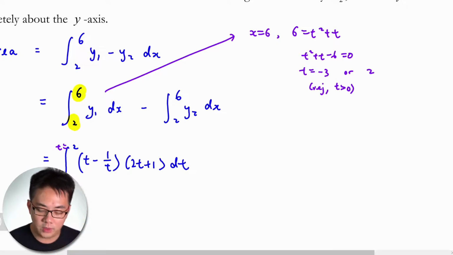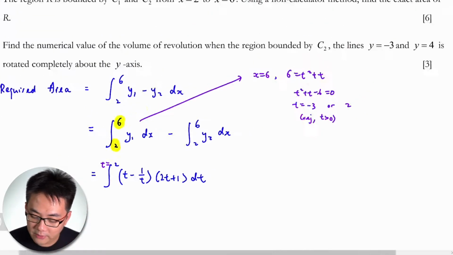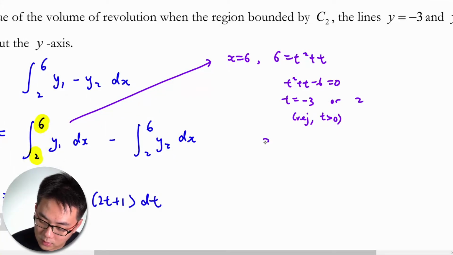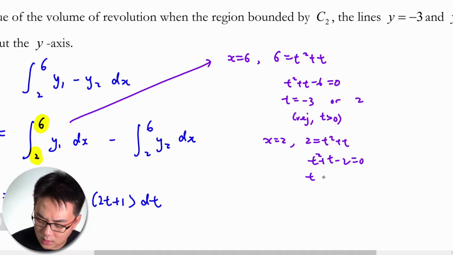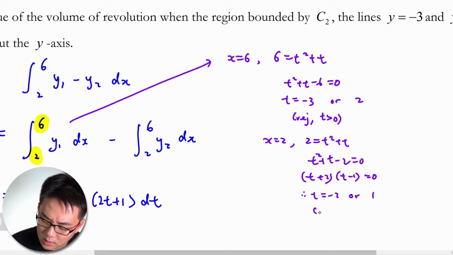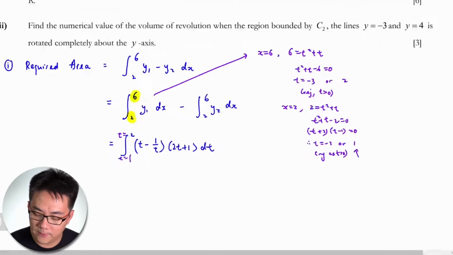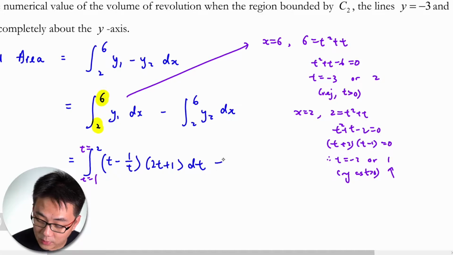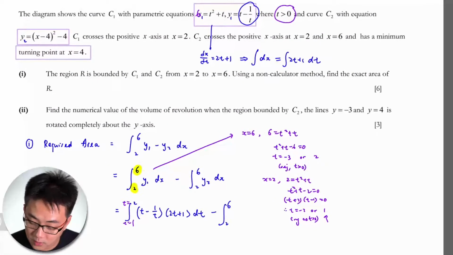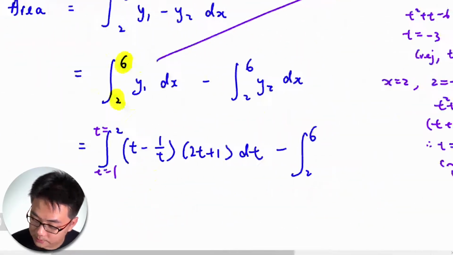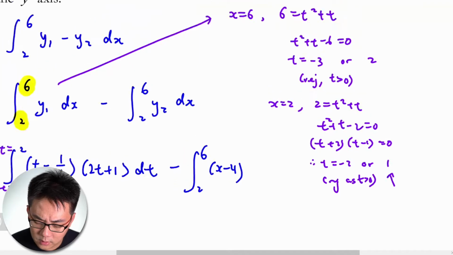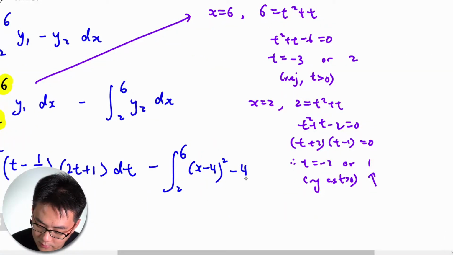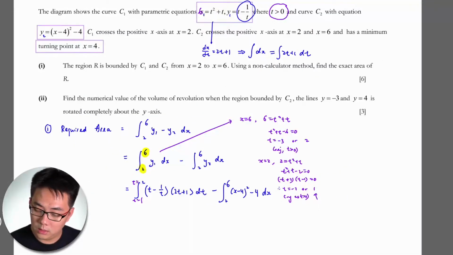A lot of times students forget to change. Then after that you sub x equals 2 below, and then 2 equals t squared plus t, so t squared plus t minus 2 equals 0. So t plus 2, t minus 1 equals 0. Hence t is minus 2 or 1, reject as t is bigger than 0. So this is your t equals 1. Now you do the second one, which is just Cartesian form. Cartesian form is pretty okay, which is just x minus 4 squared minus 4 dx.